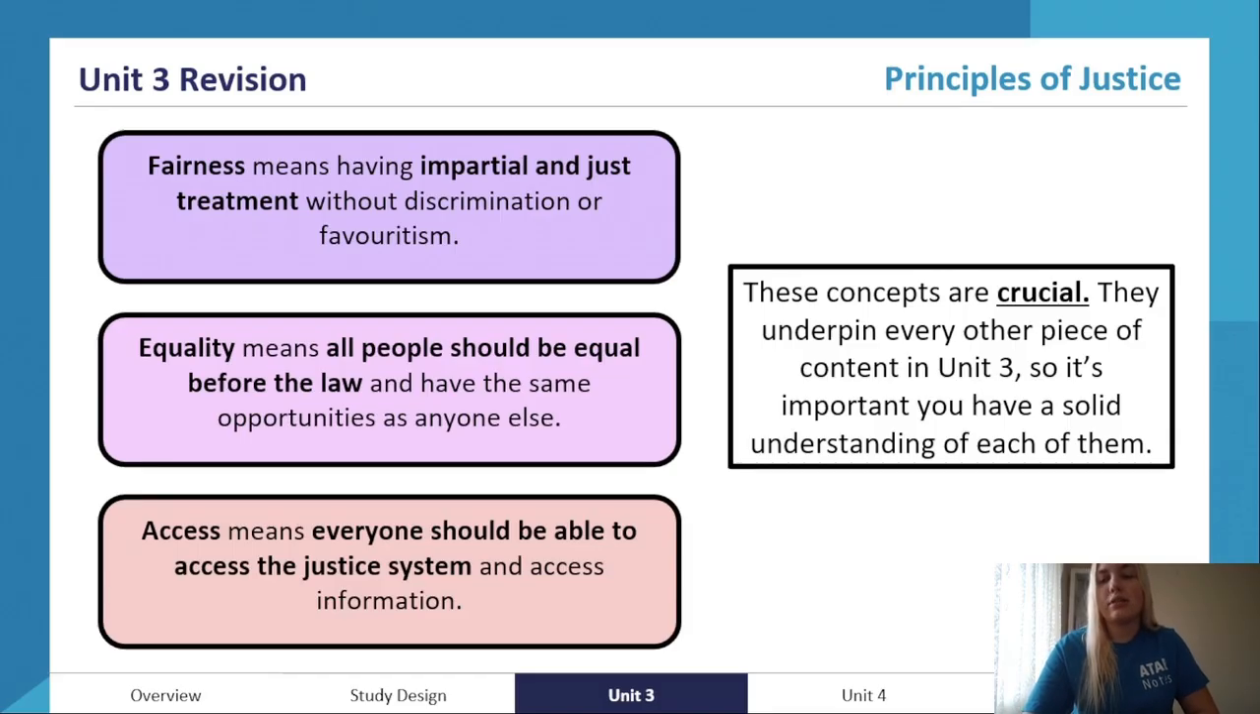So I have here that these concepts are crucial. They underpin almost every piece of content in Unit 3, and you need to have a solid understanding of each of them. So be able to define them, but not just define them, but know what falls under each principle. Still, at this stage, I see students raising a point for strengths or weaknesses and linking it back to the wrong principle of justice due to a lack of foundational knowledge about how they differ and what exactly they mean. Access is the one that students don't usually get wrong, but I see fairness and equality being confused in points still very frequently.